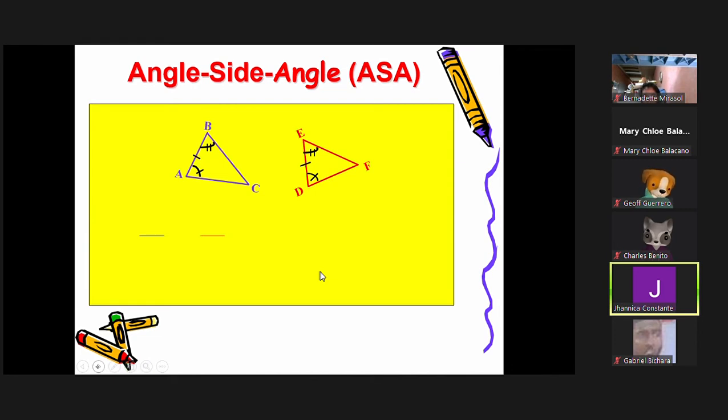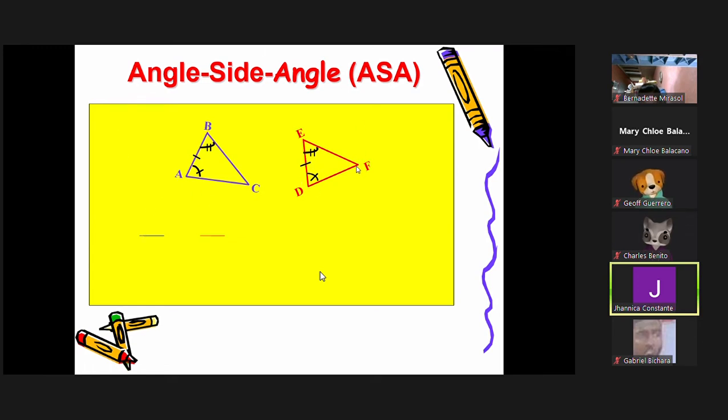You can easily identify these two triangles are congruent since there are symbols on the angles and sides without the measurements. So triangle ABC and triangle DEF are congruent because of the corresponding parts of the triangle wherein angle B is congruent to angle E, side AB is congruent to side DE, and angle A is congruent to angle D. Since there are symbols on the angles and the side.